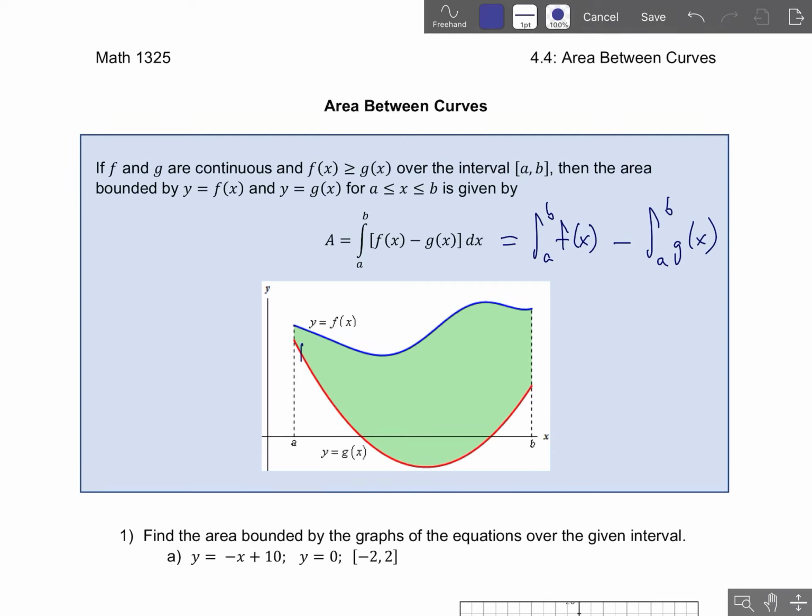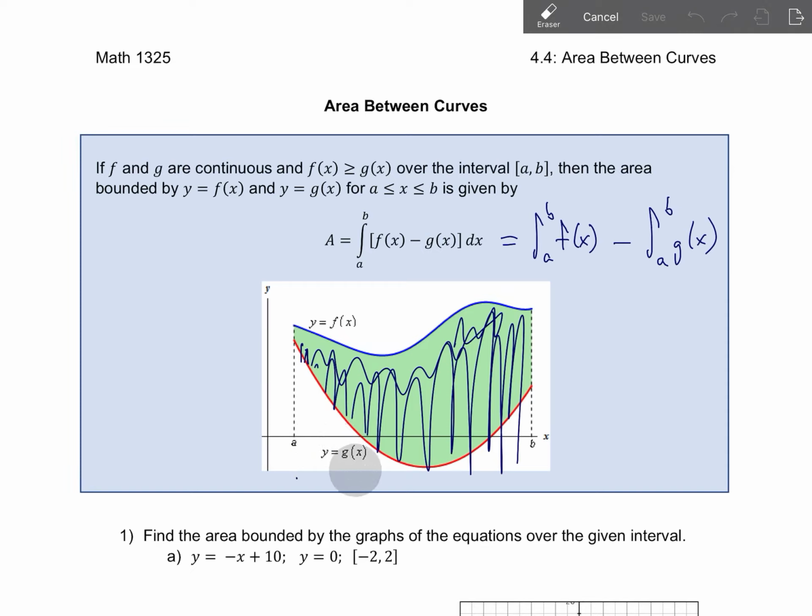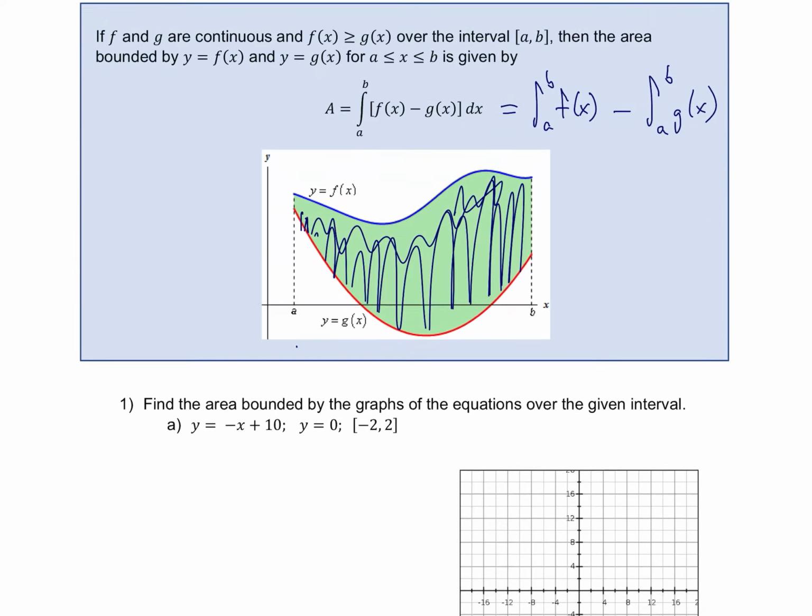But the integral of f is the area under f. So that would be this entire thing, the area under f. And if I take the area under f and subtract the area under g, then what I'm left with, if I take away this area under g, is just that green shaded portion. So that's intuitively what's happening. We're just taking the area under f and then taking away the area under g. That just leaves us with the area in the middle.